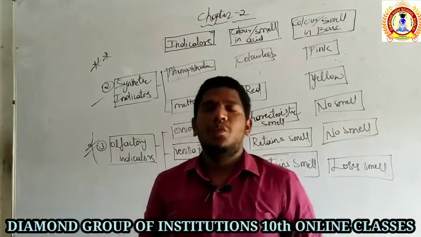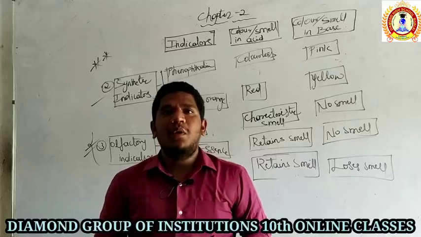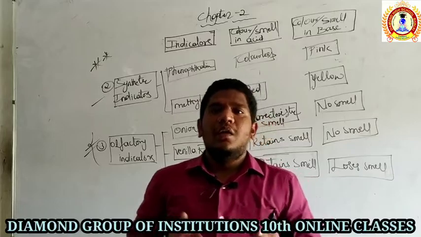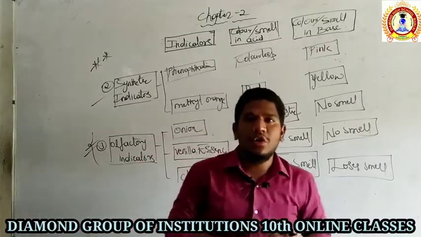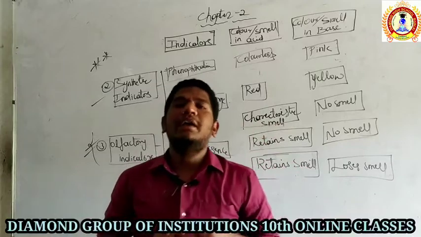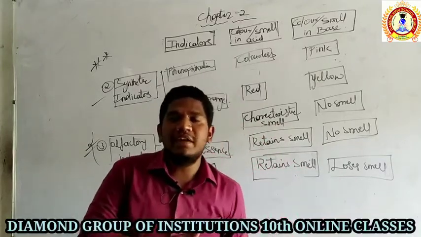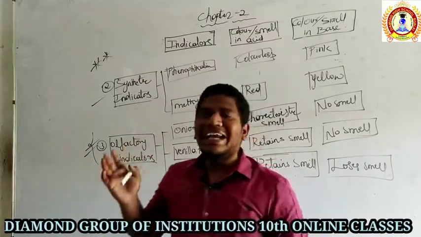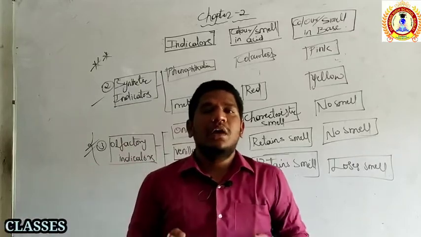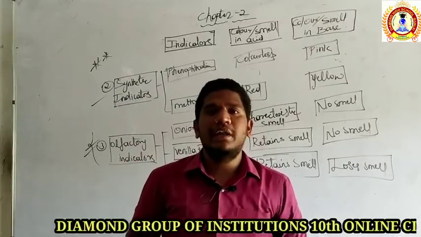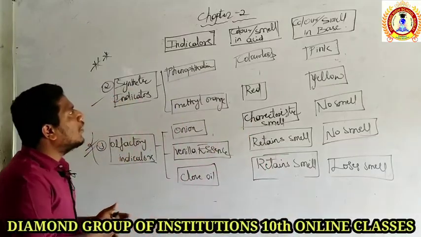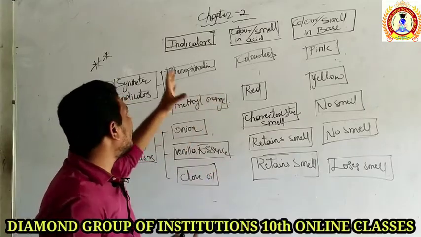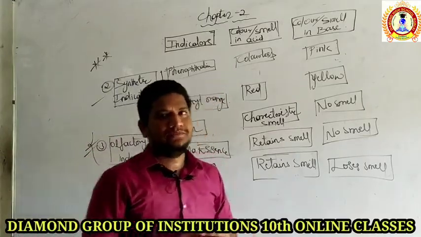Let's rewind one more time what we discussed today. Today we discussed the properties of acids, the properties of bases, then what are strong acids, strong bases, and what are dilute acids and concentrated acids. After that we discussed what indicators are and what the types are. There are 3 types of indicators, and we also discussed the table, what the color or smell is in acid and in base for the different examples of indicators.